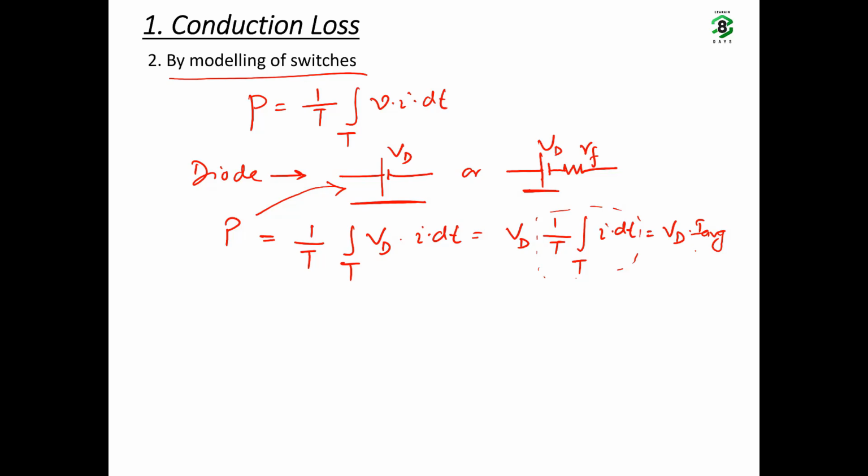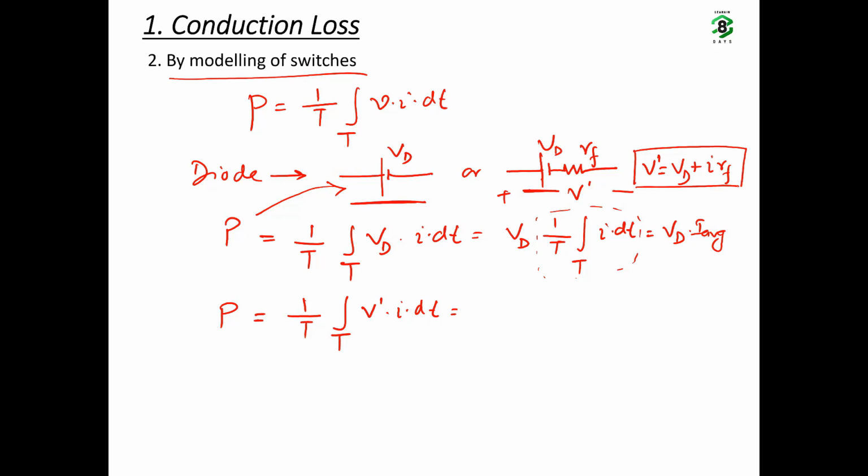Now if we have to calculate the power of a diode where we are representing the diode with a voltage source in series with a resistance, then how can we calculate? There we will calculate in this way. We have to calculate the total voltage across the diode. Suppose this is the total voltage, V dash we are writing here. So V dash into i into dt. Okay, this V dash we can write as Vd plus the current through the diode i into Rf. Okay, put this equation here.